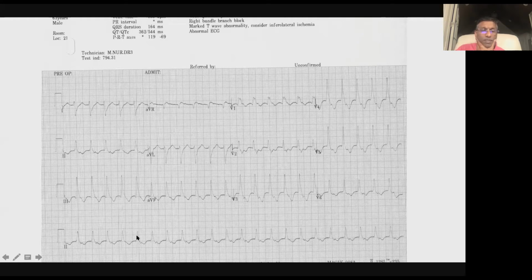Okay. So, SVT or VT? I would have said SVT except for these beats. I don't know if they are fusion beats kind of thing. Okay, good start. Really good start there.